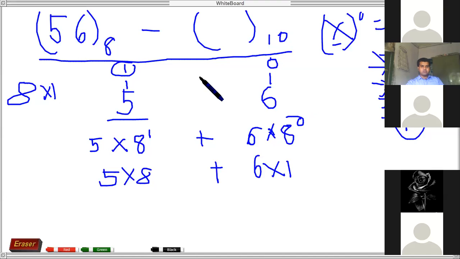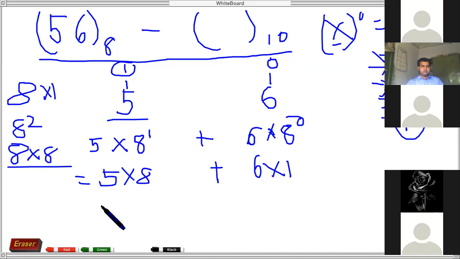If it was 8 square, then it would have become 8 into 8. So this is 8 what? So how much? 5 8s are 40 plus 6. 5 8s are 40 and 6.